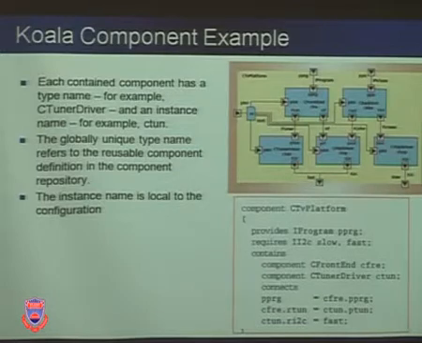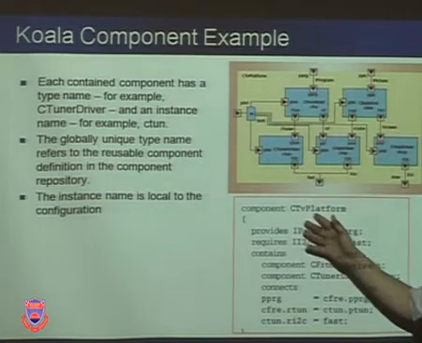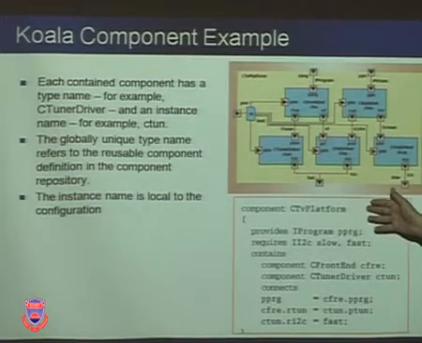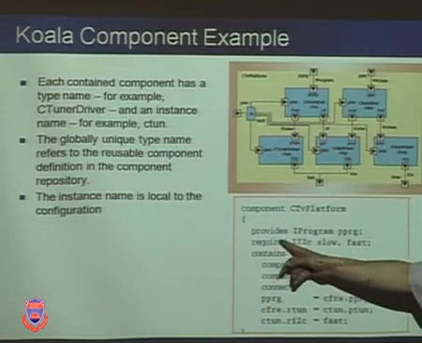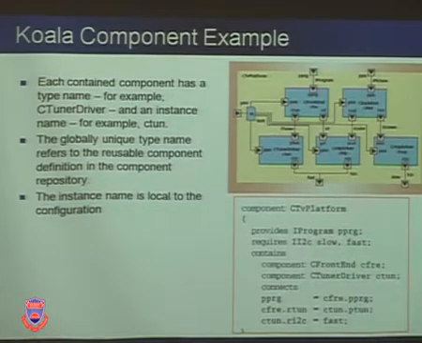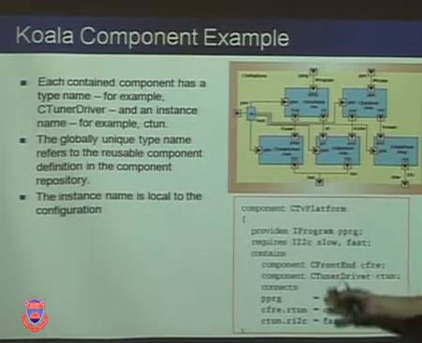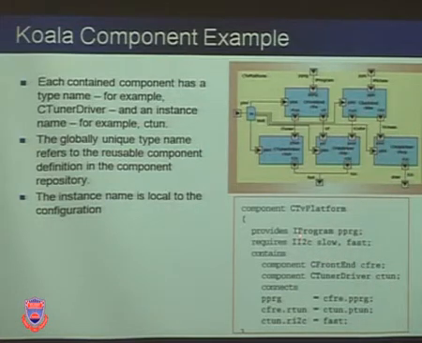This is an example of Koala components, from the representation of a TV. Component TV platform has two kinds of interfaces: provides interface and requires interface. A partial specification of this is visualized here. Here is the component CTV platform. It has a provides interface, called PPRG, which is here, and requires interfaces. It has two: slow and fast.